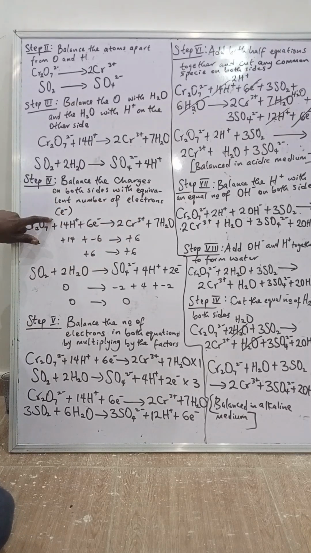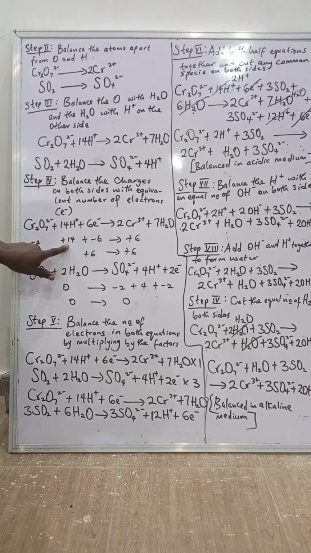Now, we look at the charge. Minus 2 is on this place. We look at the coefficient. It's 1. 1 times minus 2, that's how I got the minus 2. Plus means plus 1. Plus 1 times 14, that's how we got the plus 14.